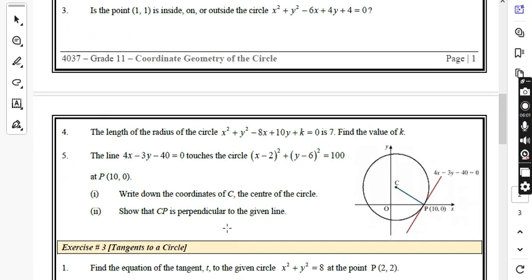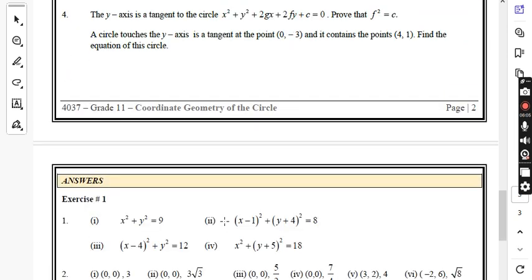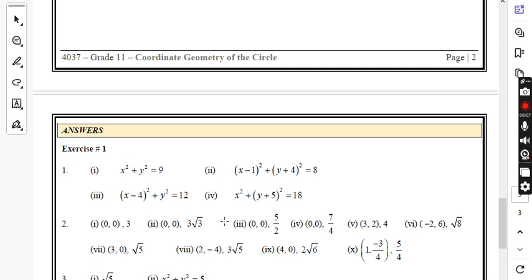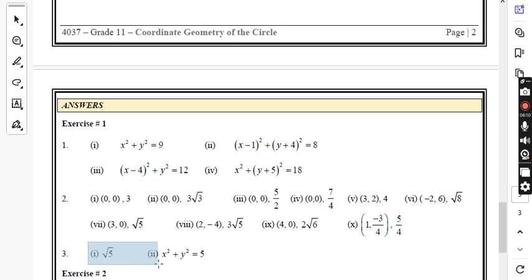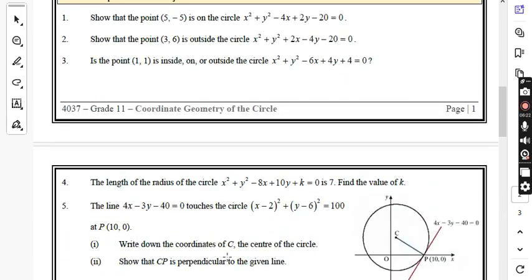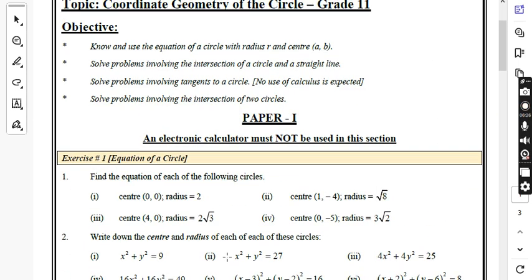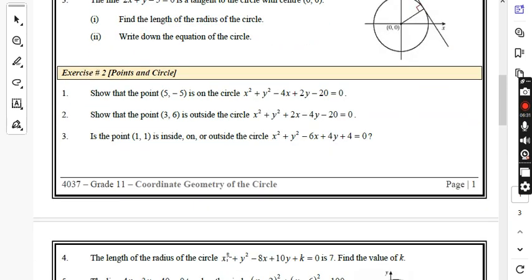Now I have to check the answer. Checking the answer is very, very important. Question number 3: you can see the length of the radius is root 5 and the equation of the circle is x square plus y square equals 5. Move to the next question. This is the end of exercise 1. Now we are moving towards exercise 2.